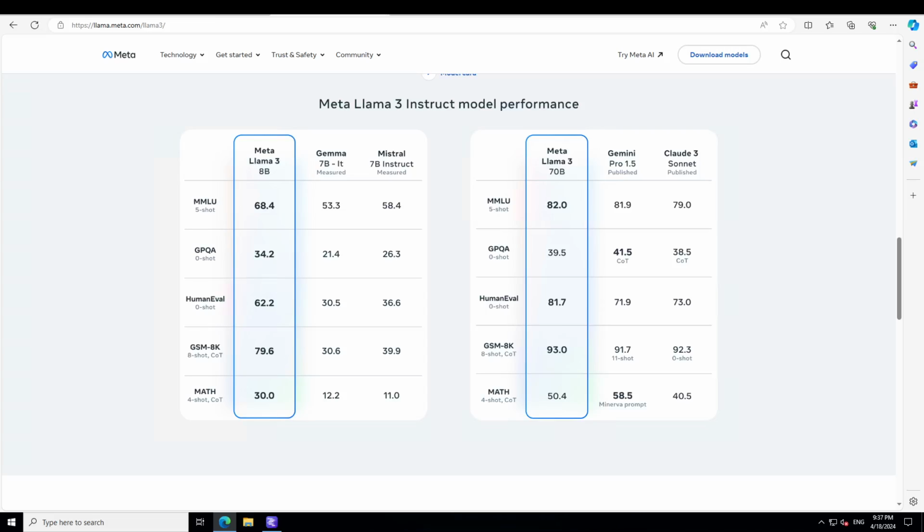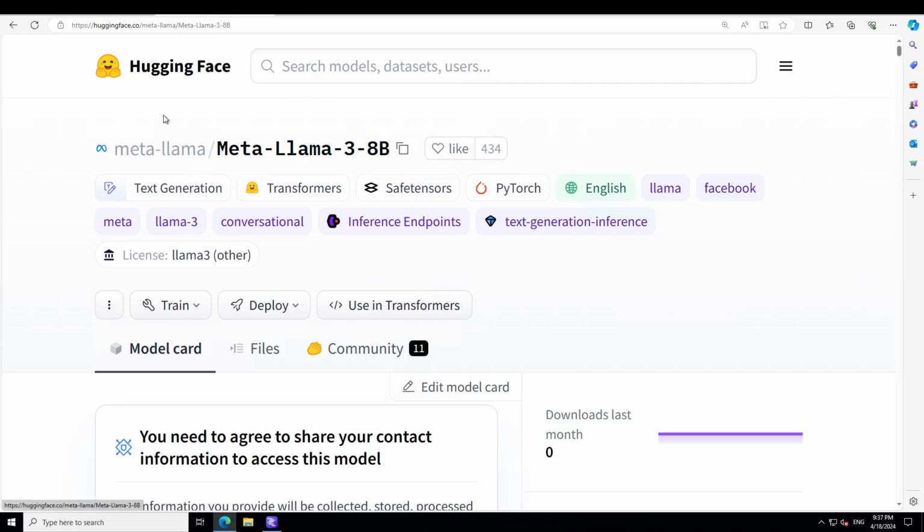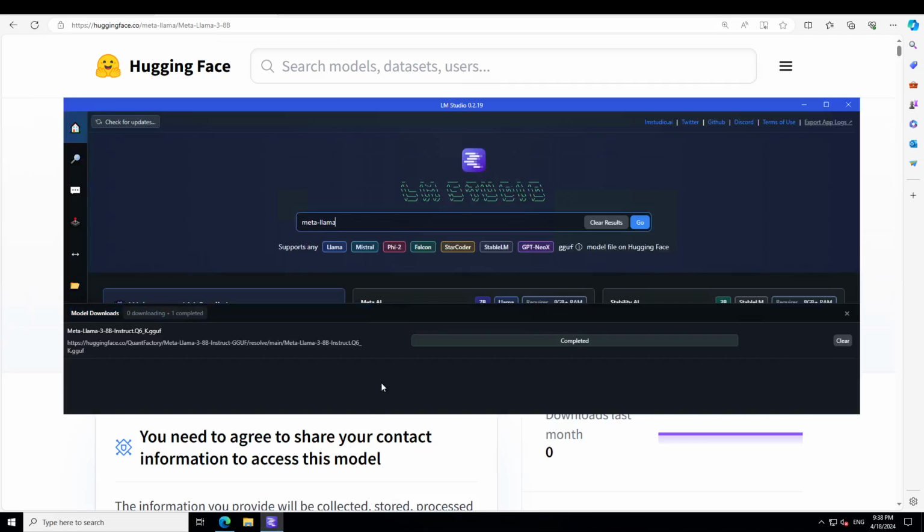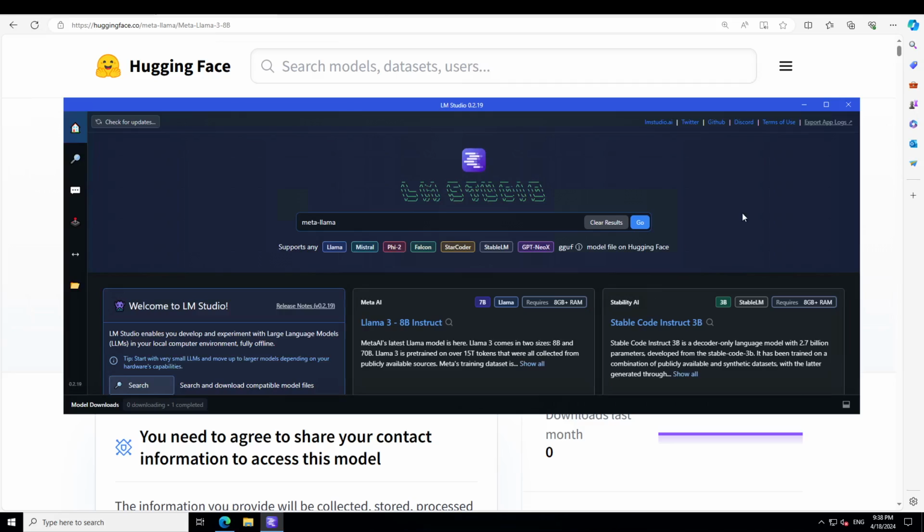Also, just one more point, that Meta, which is the company behind Llama 3, has already released this model on Hugging Face, where you just have to accept the agreement, and you should be able to use it too on your local system. So let's go to my LM Studio, which is the tool which I am going to use for this installation.